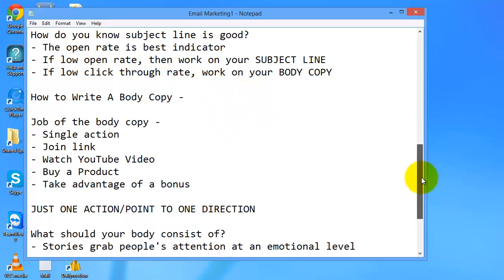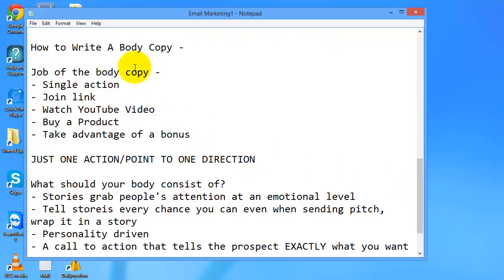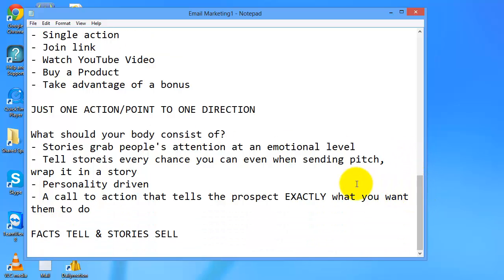And then we also discussed strategies for writing the body copy. The subject line is what you put in the subject, and the body copy is the main email body. The main thing is that there should be only one single action. It can be a join link, watching a YouTube video, buying a product, or taking advantage of a bonus, something like that, right?